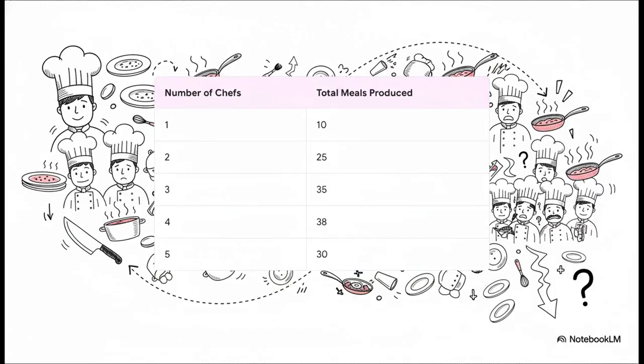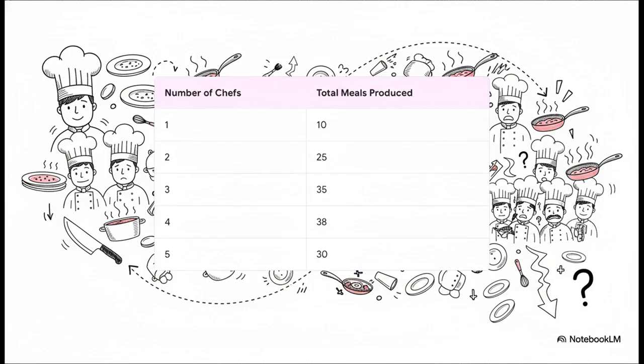Let's switch gears to a restaurant kitchen. And let's look at some actual numbers here. With one chef, you get 10 meals out the door. You hire a second chef, and boom, output jumps to 25. That's more than double. You're thinking, I'm a genius. So you add a third, and you're up to 35. Still good. A fourth gets you to 38, a little less of a jump, but hey, it's still going up. But then, you add that fifth chef, and your total output drops to 30. Wait, what? How does that even happen? You added a whole other person, another pair of hands, and you actually made fewer meals?